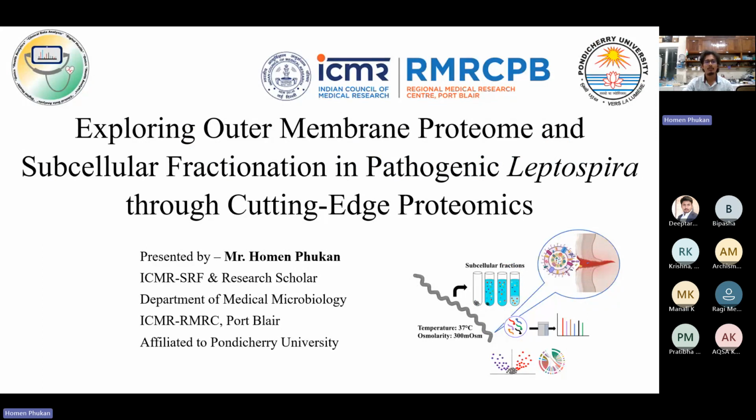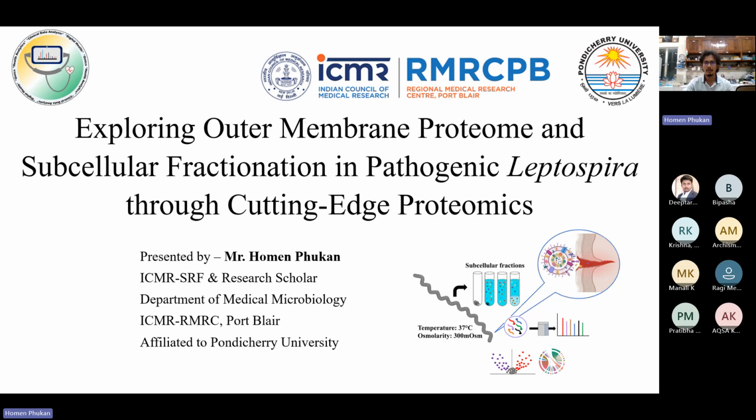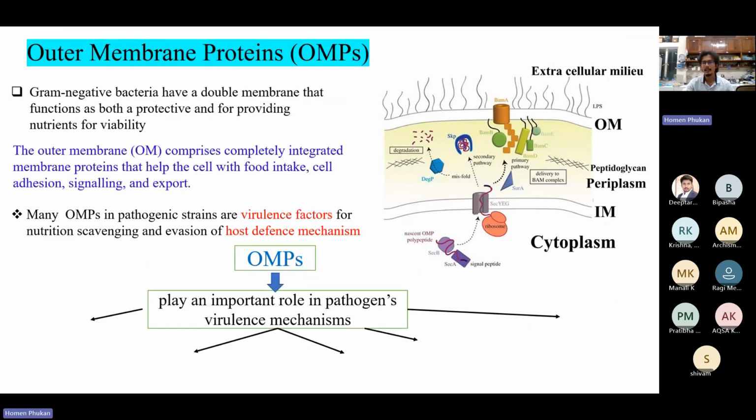Very good evening to all of you. I'll be discussing the outer membrane proteome and how to extract outer membrane proteins with the help of subcellular fractionation in pathogenic Leptospira. Further, I'll explain how we perform this outer membrane proteome analysis with the help of proteomics. As you can see, bacteria have subcellular compartments: cytoplasm, inner membrane, periplasm, and outer membrane. The periplasm has a small layer of peptidoglycan.